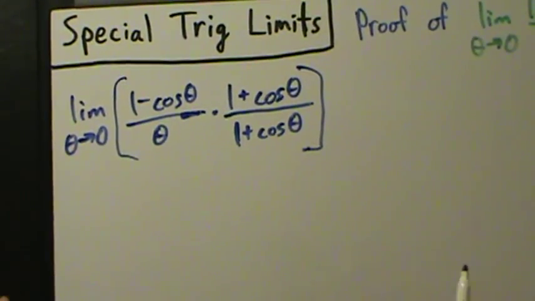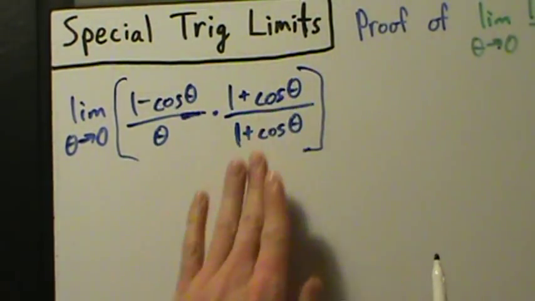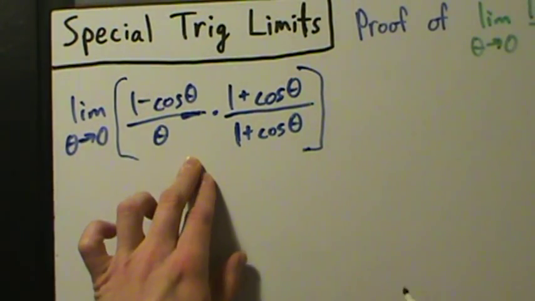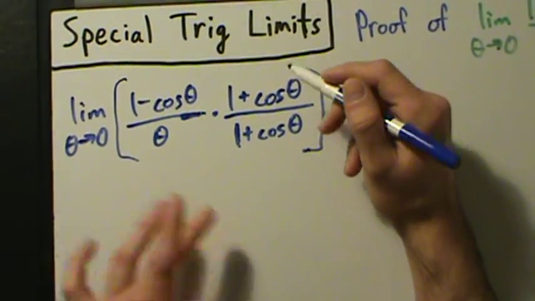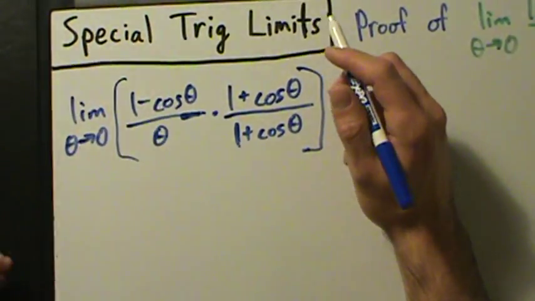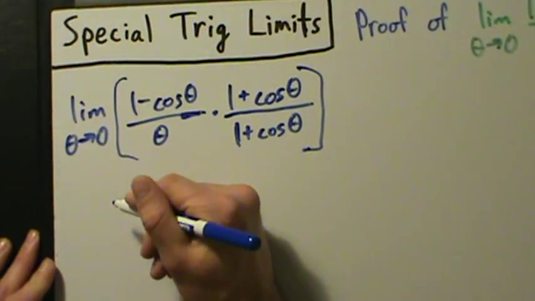Okay. So really all we're doing is we're just multiplying by 1 in a special way that's going to be useful to us. So 1 plus cosine theta divided by 1 plus cosine theta, that is 1, and we're just multiplying by 1 in a way that's useful to us so that we can rewrite this. So let's go ahead and do that.